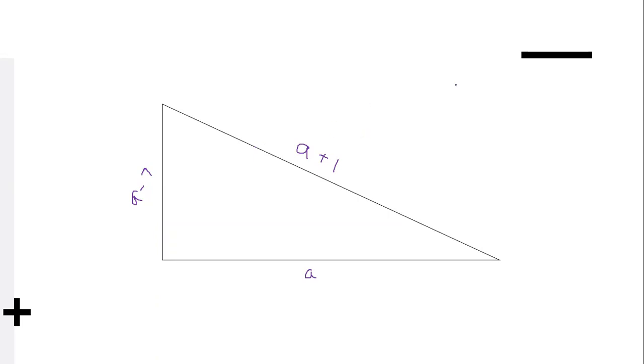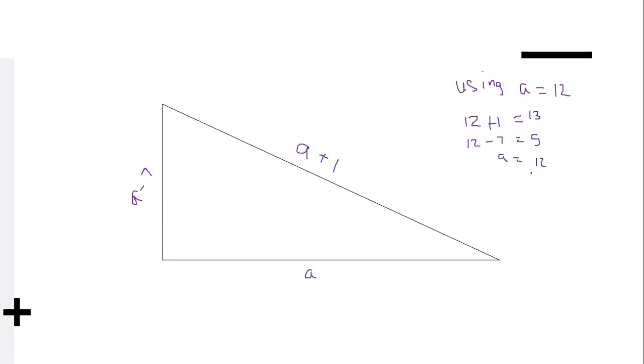Using a is equal to 12, let's work out the hypotenuse. The hypotenuse would therefore be 12 plus 1, which is going to be equal to 13. The height over here, which was a minus 7, would now be 12 minus 7, which is going to be equal to 5. And the a term on the bottom would just be 12.